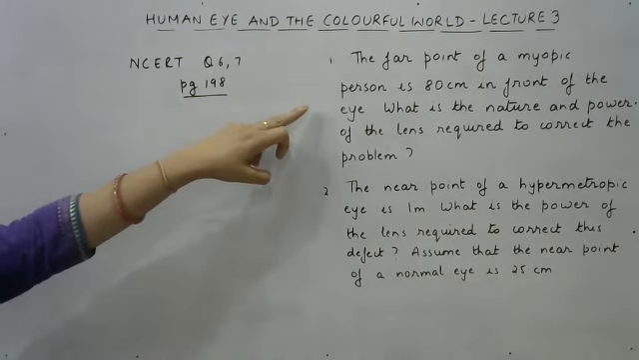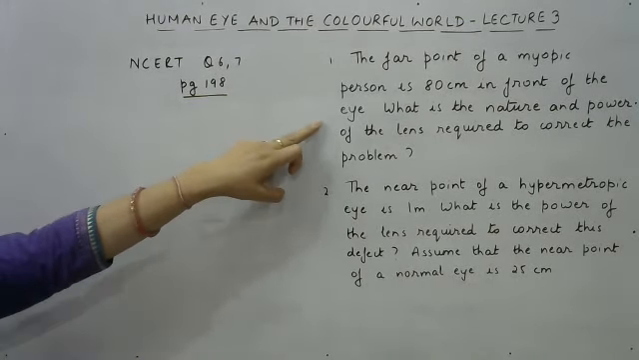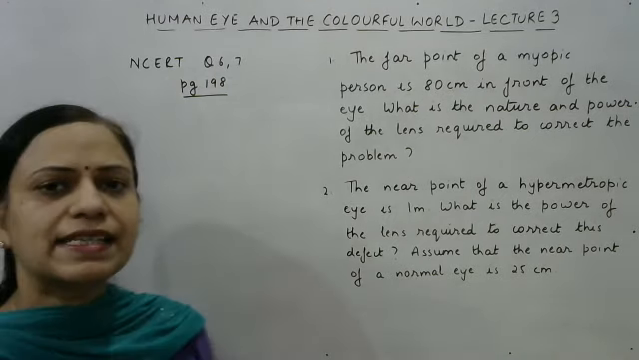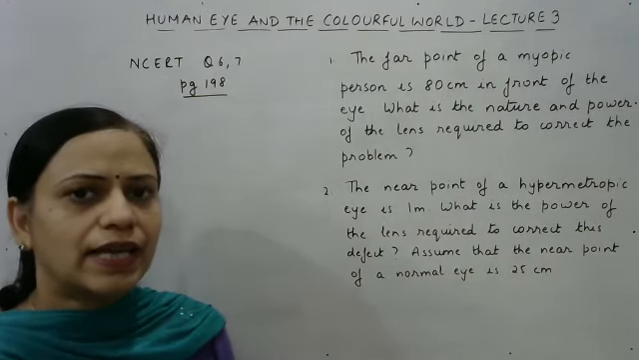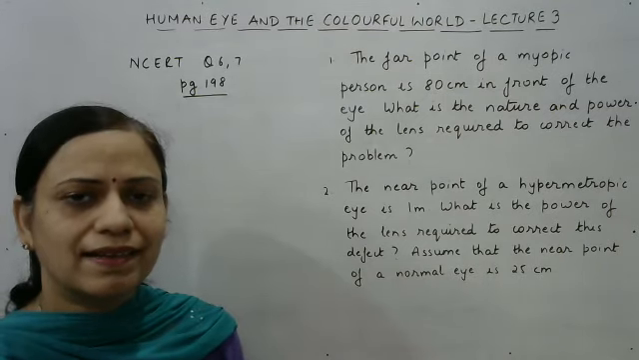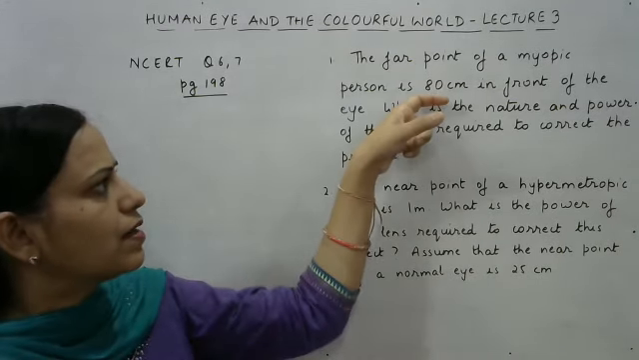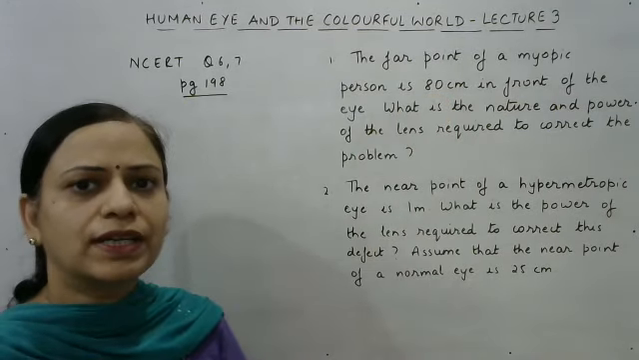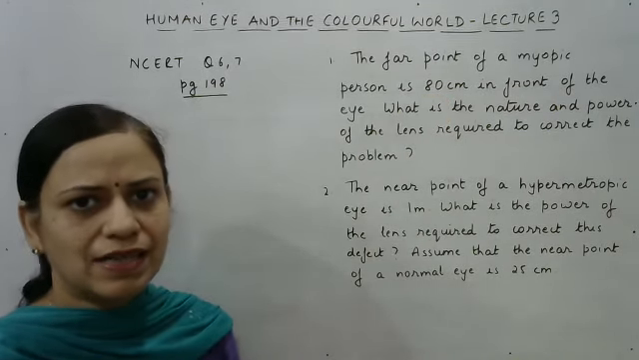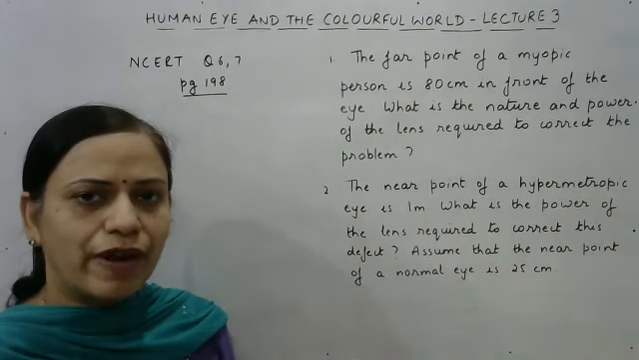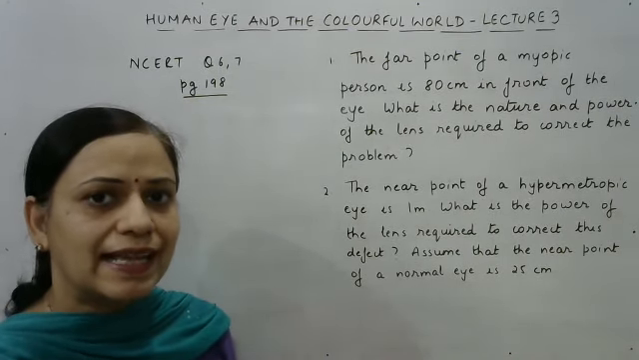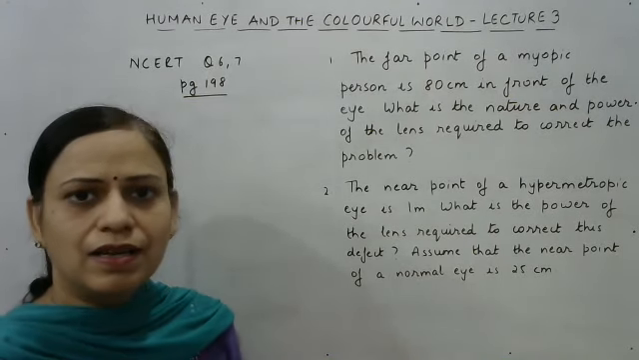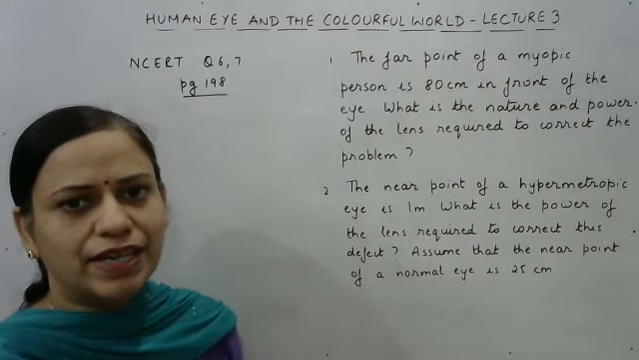The far point of a myopic person is 80 centimeters in front of the eye. For this, you first need to know that when a person is suffering from myopia, he is not able to see the distant objects clearly. That means he is able to see clearly only till 80 centimeters in front of the eye. If the object goes beyond that, there is a problem in his vision. So we need to find out what should be the power of the lens that he has to use so that he is able to see a normal distance of infinity, right?